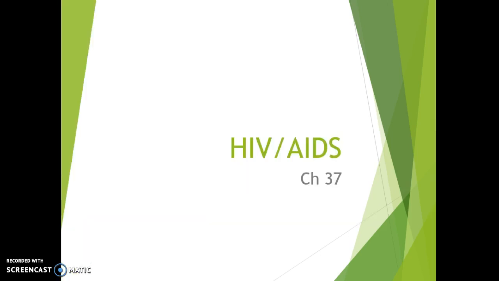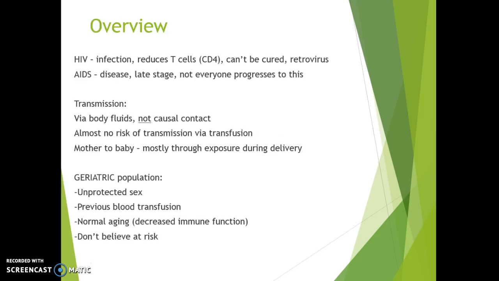So in Chapter 37, we're going to talk about HIV/AIDS. HIV/AIDS is an infection that basically reduces the T cells, otherwise known as CD4. It cannot be cured, and it is a retrovirus, which means it has to do with RNA instead of DNA. AIDS is the late stage of HIV. Not everybody progresses to this point, and with all of the advances in treatments for HIV, it is really like some of the cancers in that it is more of a chronic illness that needs to be managed rather than a death sentence, basically.